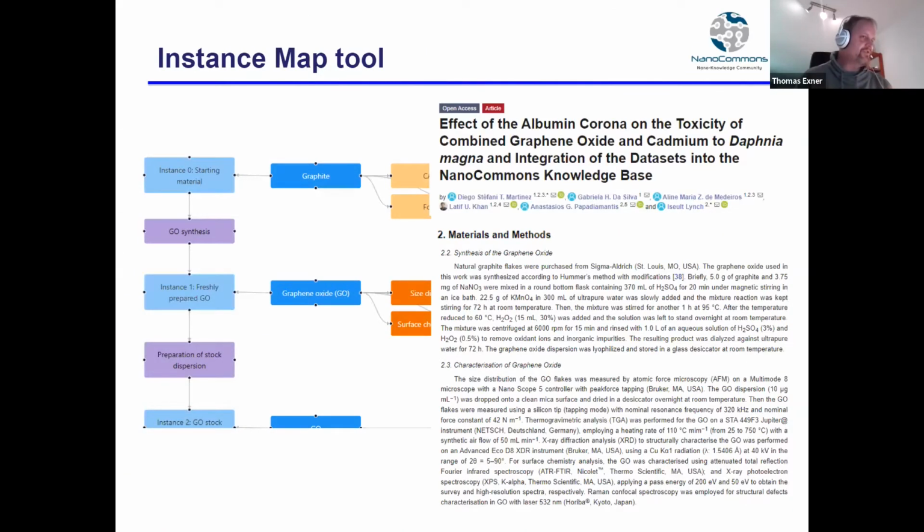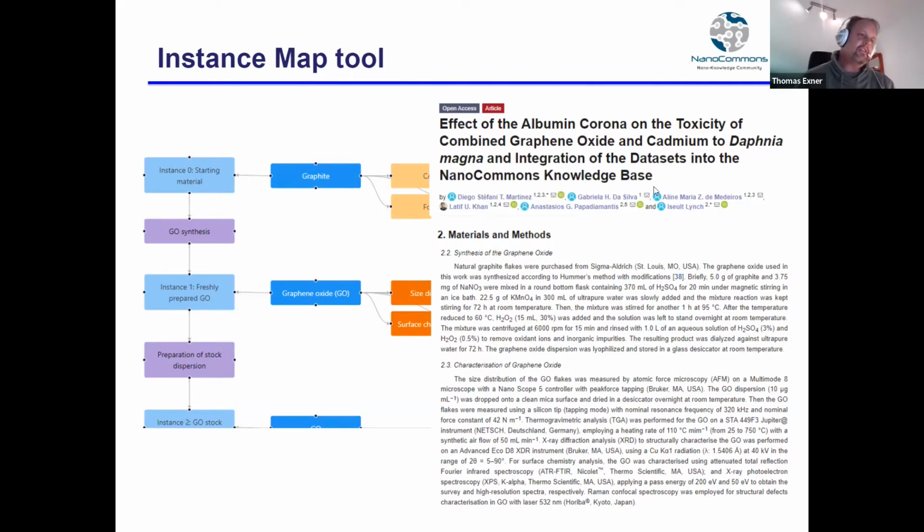How are these created? If you want to start, for me the best way was to just take a publication. I learned to read publications very differently from what I did before, because before I read more or less the conclusion and some results, and perhaps if something was interesting, I went into the materials and methods. But here I'm concentrating only on materials and methods. This is the only section which is really interesting to you to build these instance maps.